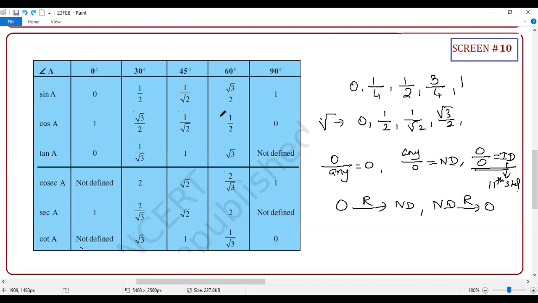One more thing. Tan and cot are reciprocal, but we also know cot is the complementary of tan. So can I apply it in reverse? If you apply it in reverse, it is not defined: root 3, 1, 1 by root 3, 0. So this is evidence that tan and cot are reciprocal to each other as well as complementary to each other. Agree or not?